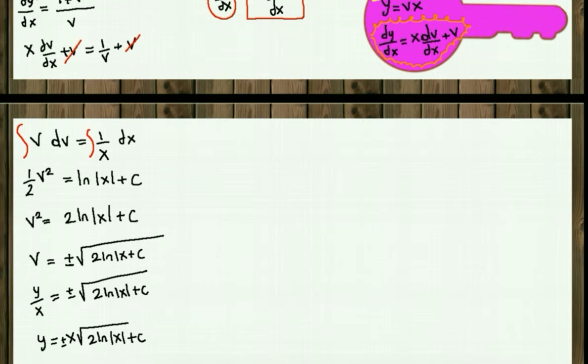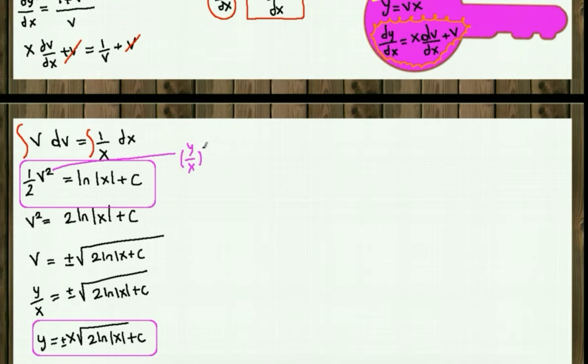So this is our explicit form, because y equals a function is our explicit form, and plus c is our implicit form. But we need to substitute v back here.